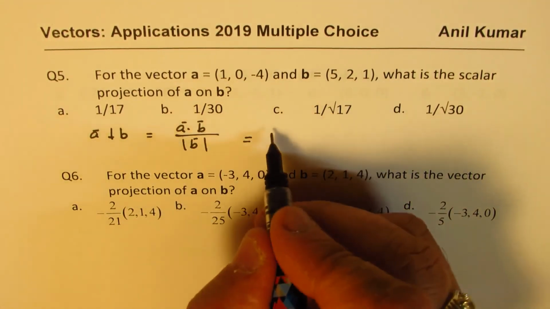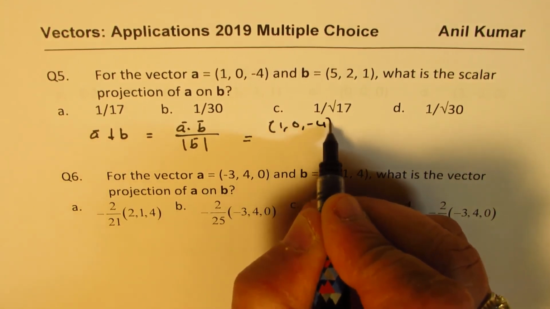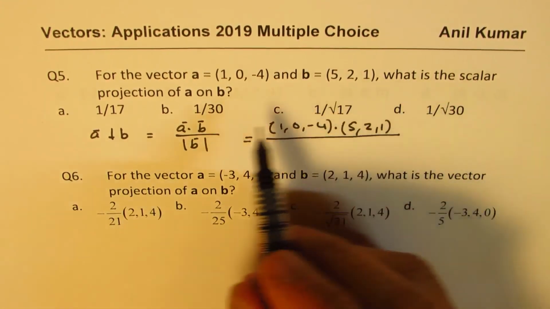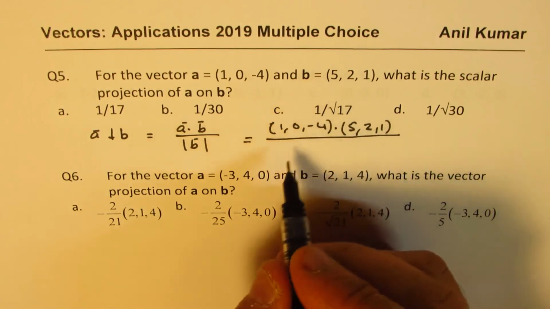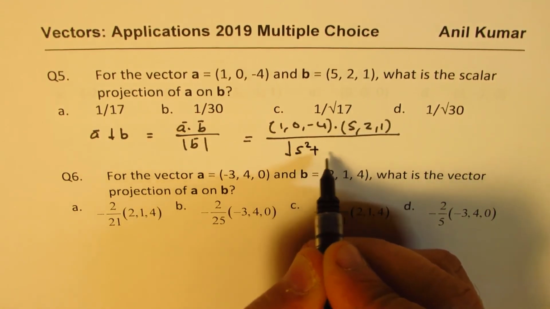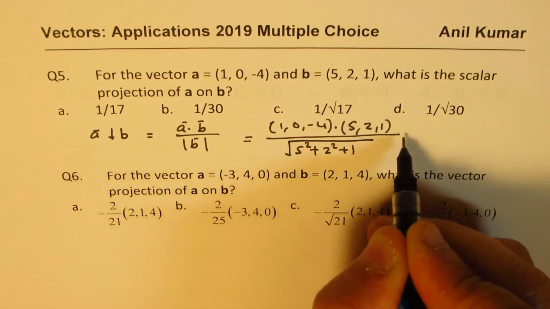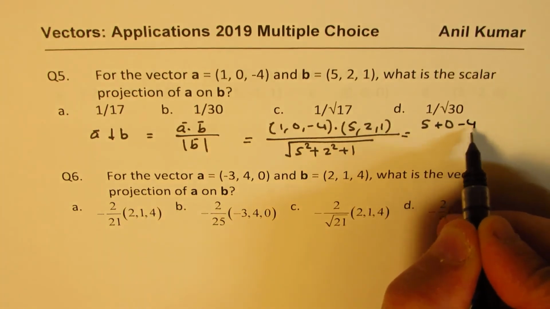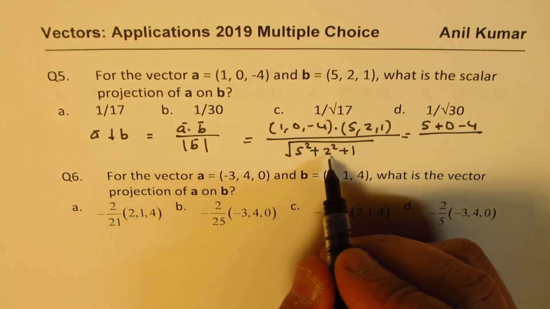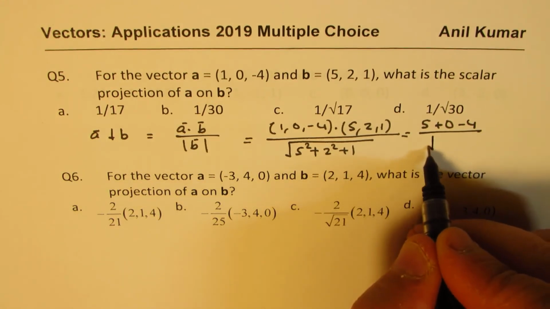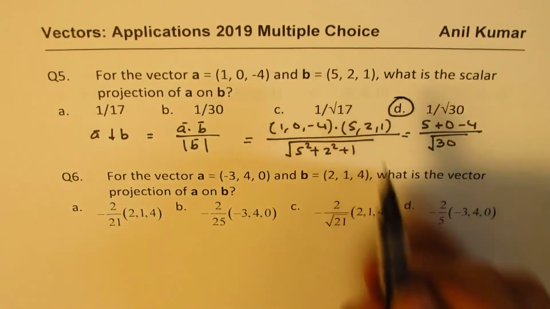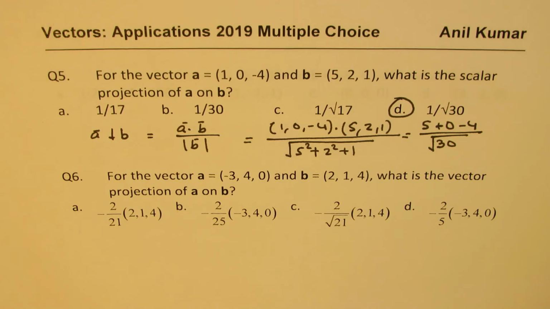So we are given these two vectors. Let's find the dot product. 5, 2, 1 divided by the magnitude of B, which is square root of 5 squared plus 2 squared plus 1. So which is 5 plus 0 minus 4 over 25 and 4, 29 and 1, square root of 30. Correct? So we get 5 minus 4 as 1, so that becomes our answer. Correct? So that is how we are going to answer this particular question, right?